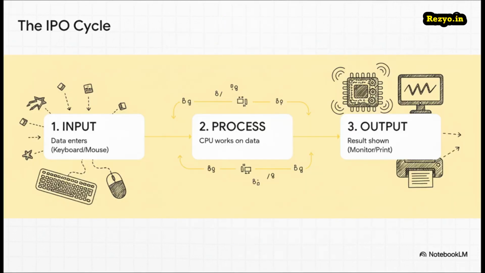All right, so let's break this down. The whole thing, everything a computer does, follows this super fundamental three-step process. It's called the IPO cycle: input, process, and output. That's it. From launching a game to sending an email, it's always those three steps, in that order.